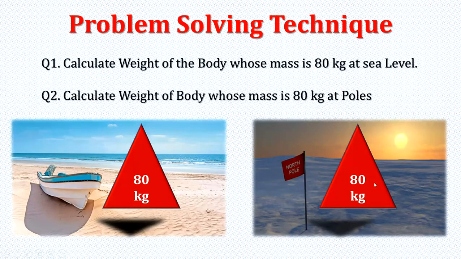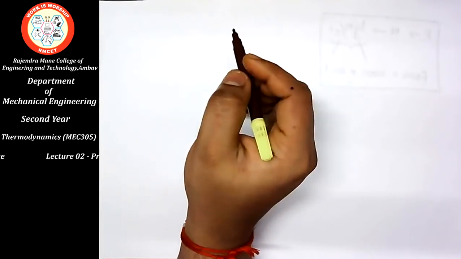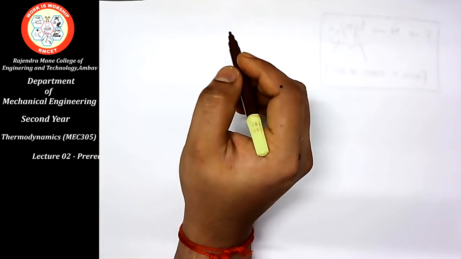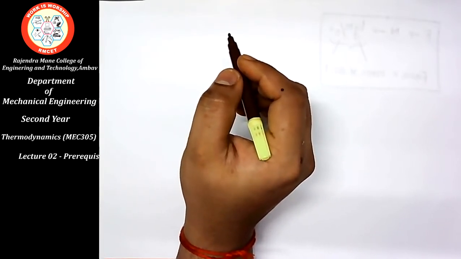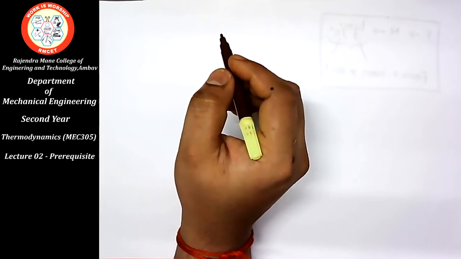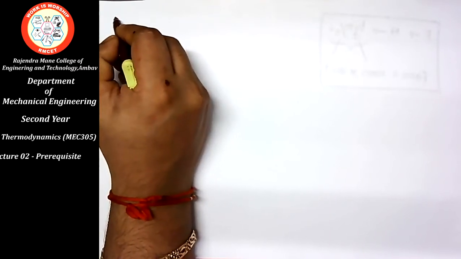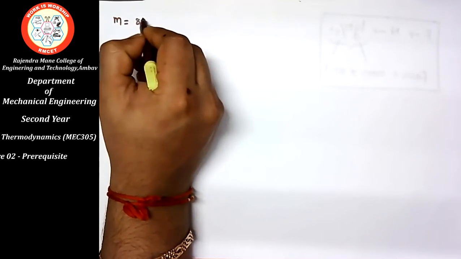Now we'll apply our 6 steps to that. First step is the problem statement. The problem statement is we have to find the weight of a body whose mass is 80 kg, first at sea level and second at the pole. So we have to take the key information. What is that key information? Mass is given as 80 kg.